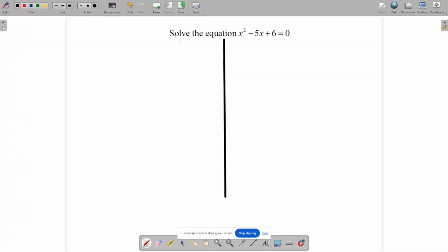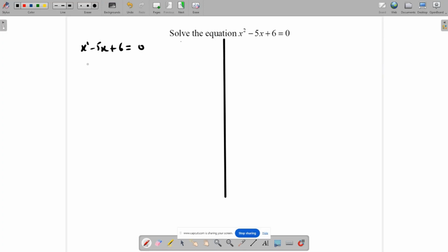Welcome to this channel. Previously, we showed you how to solve this equation using the sum and product method, and we also showed you how to solve it using the delta formula. Today, we will try to solve this equation using what we call the completing the square method. So we have this equation, x squared minus 5x plus 6 equal to 0.